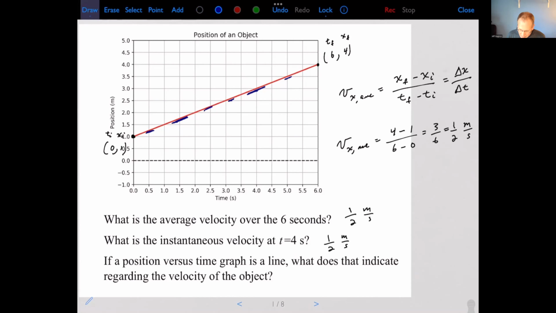Okay, so what does this tell us? It says if the position versus time graph is linear, it's a line, then that means the velocity of the object is constant. So that's this last question here: if the position versus time graph is a line, what does that indicate regarding the velocity of the object? The velocity of the object is constant.